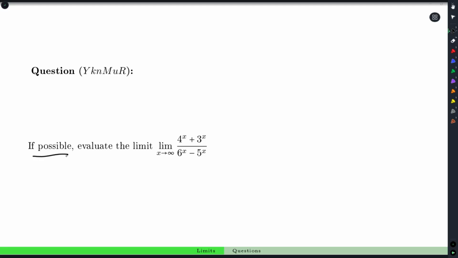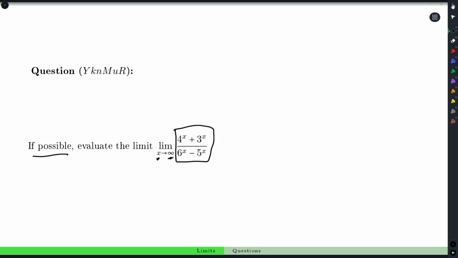If possible, which means maybe it's not, but if possible, evaluate the limit as x tends to infinity of (4 to the x plus 3 to the x) over (6 to the x minus 5 to the x). Okay. So, the usual thing to do is sort of try to naively plug in.